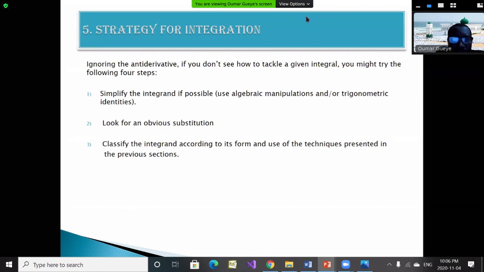So as I said here, you classify the integrand depending on the form. If it's a square root, you multiply with the conjugate. If you have a trig function, you use the transformation formula to simplify it. And if you have a rational function, you try to use the partial fractions decomposition in order to simplify it.